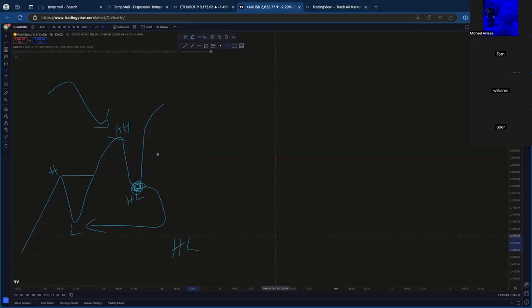Do you understand? I hope you guys understand. So, higher low: the low is higher than the previous low. Higher high: the high is higher than the previous high. So this is a bullish scenario, or this is an uptrend.